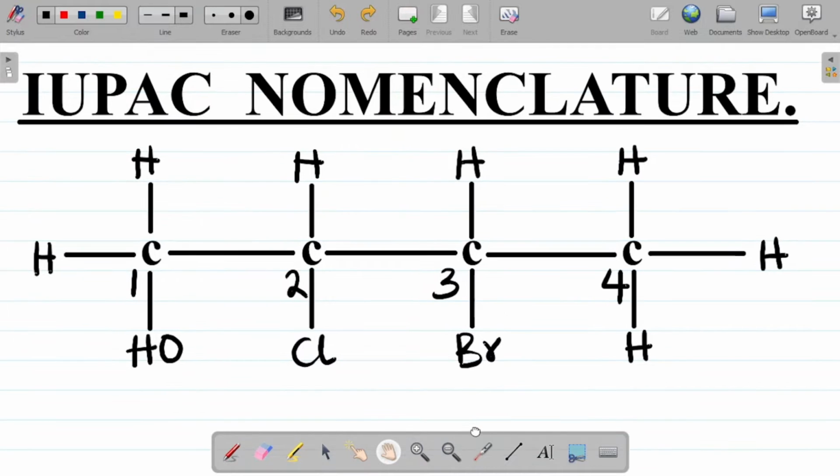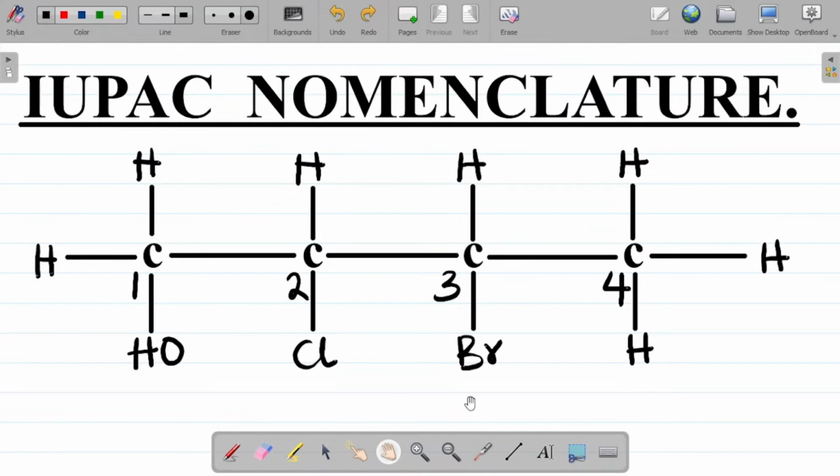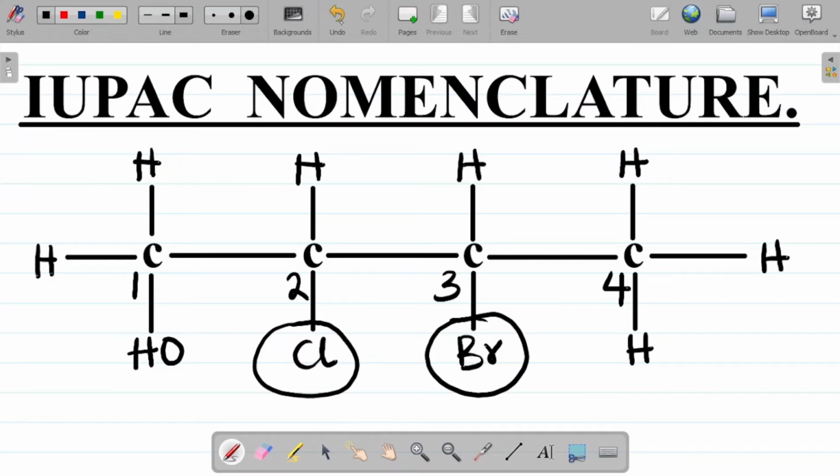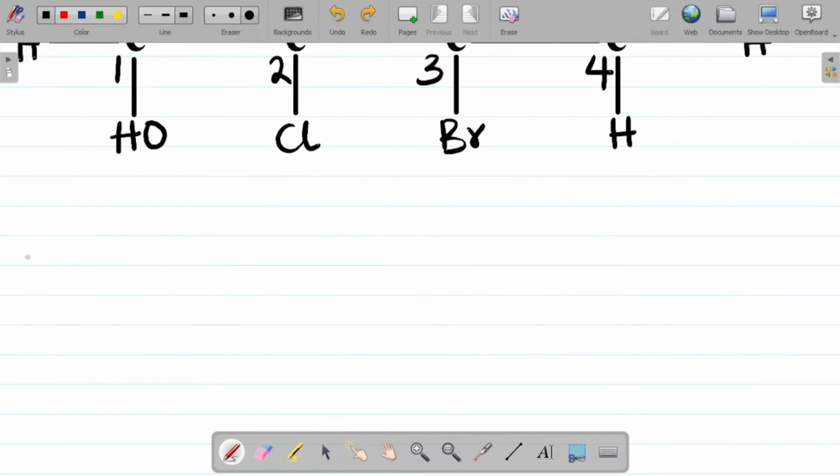To name this compound, our first task would be to get the substituents. In naming substituents, we take them in alphabetical order. You have chlorine, Cl, starting with C, and then you have bromine, Br, starting with B. Of course, in alphabetical order, we take B before C. So we first mention the bromine substituent before the chlorine. Now for the bromine here, observe that the number 3 is attached to bromine. So it becomes 3-bromo. This compound is called 3-bromo.